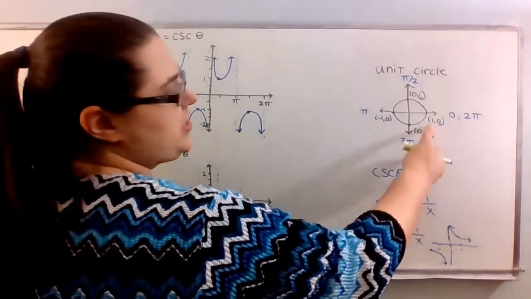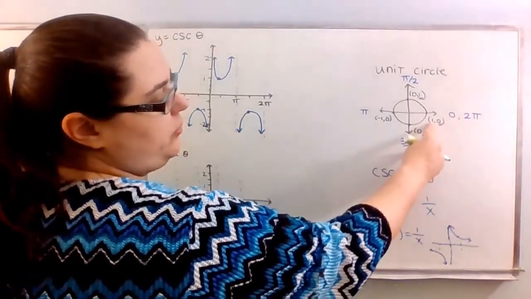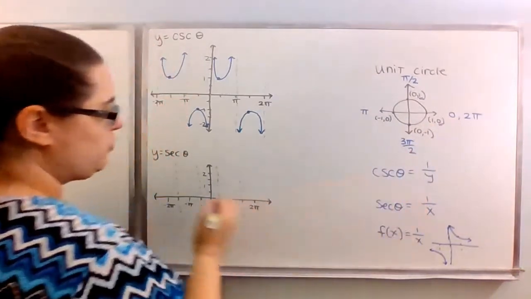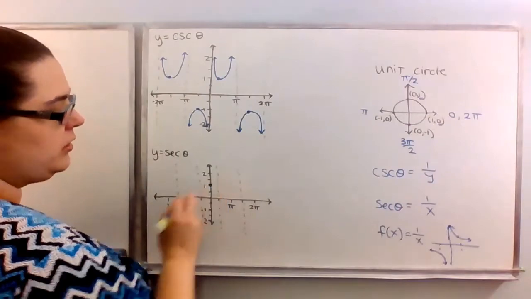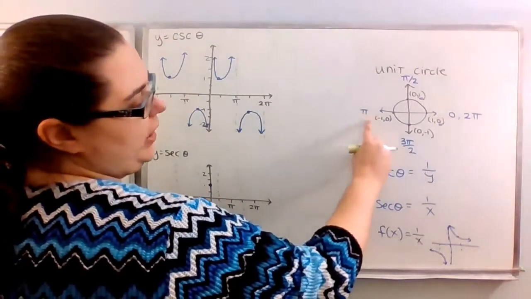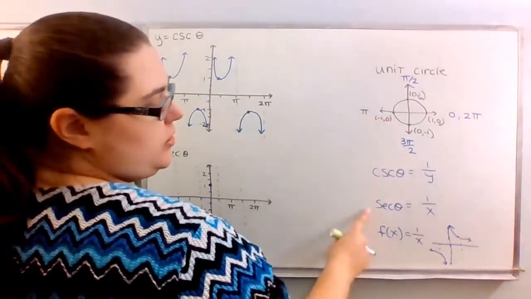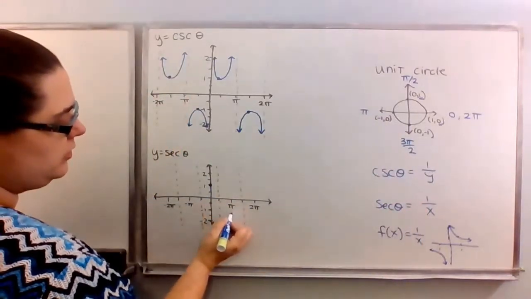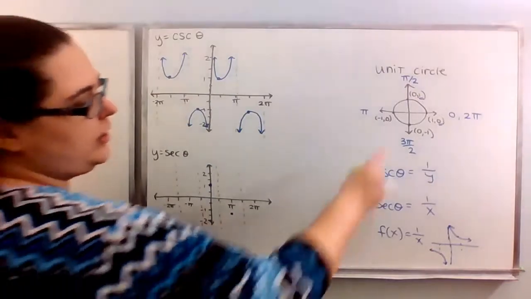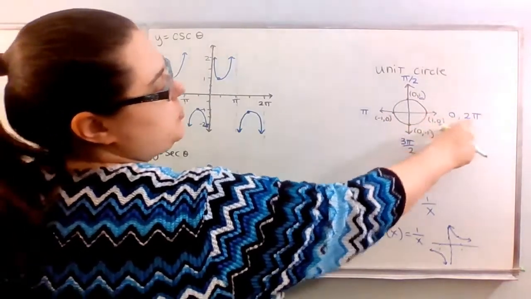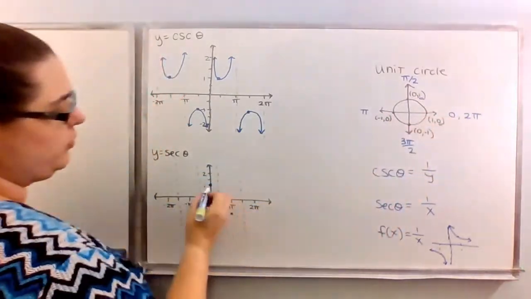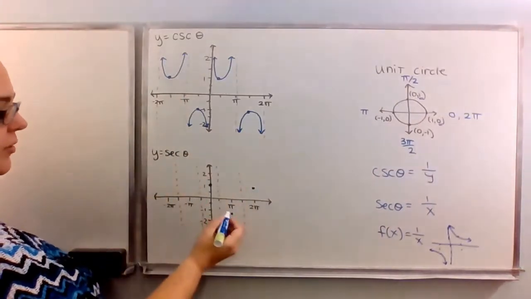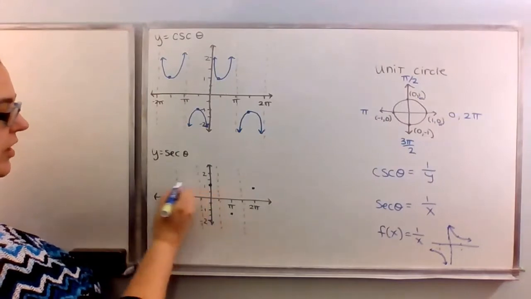Then if I look at the x values, when my angle is 0, my x value is 1. So secant will be 1 over 1, which is 1. At pi, the x value is negative 1. So secant will be 1 over negative 1, which is negative 1. And then when we come full circle, we're the same as we were when we were at 0. We're going to be 1 over 1, which is 1. And if we go in the other direction, we'll be repeating ourselves here.